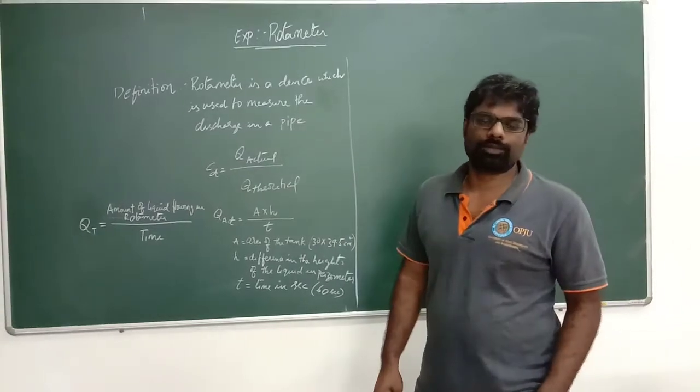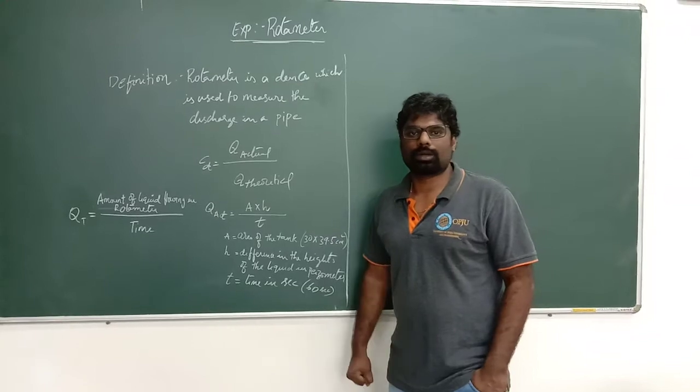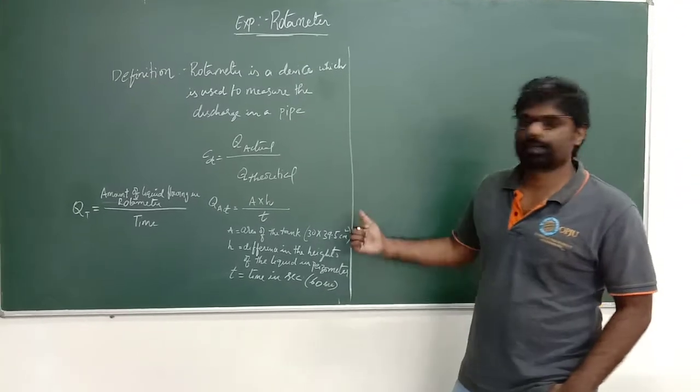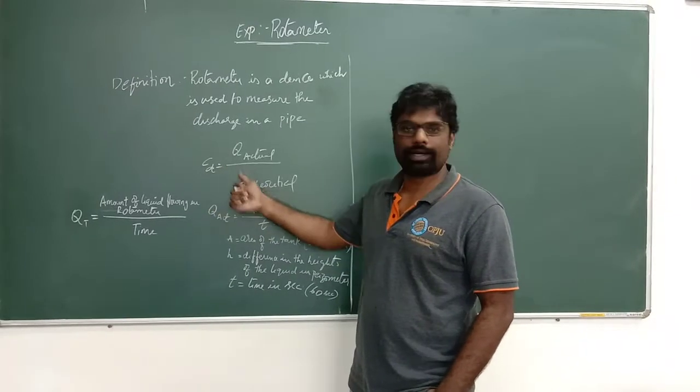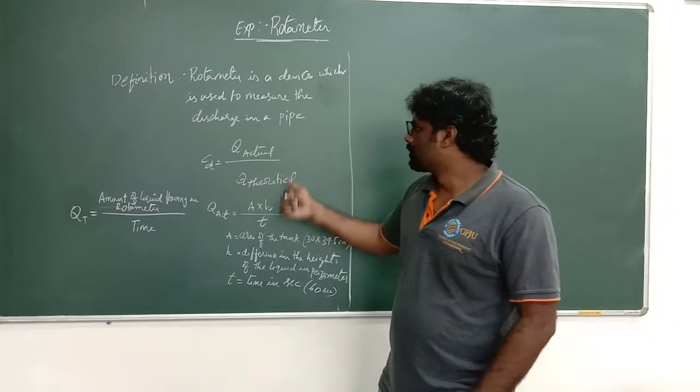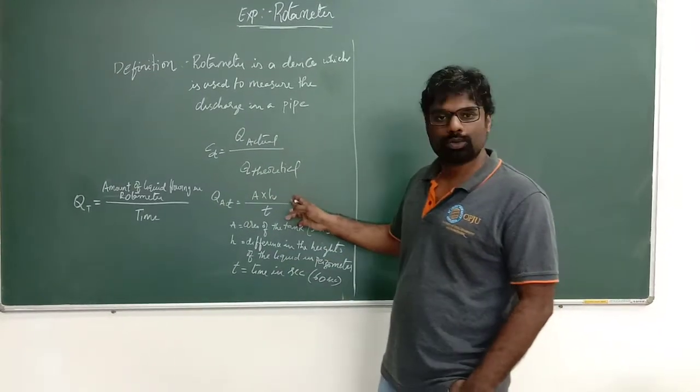Transport Phenomena Lab. Today we will perform the experiment using the rotameter. A rotameter is a device which is used to measure the discharge in a pipe. The formula for coefficient of discharge is CD equal to Q actual by Q theoretical. First we have to find out the Q actual. The formula for the Q actual is A into H by T.